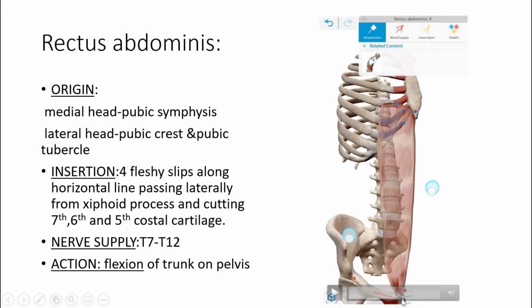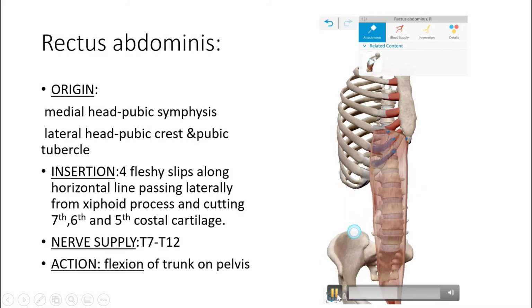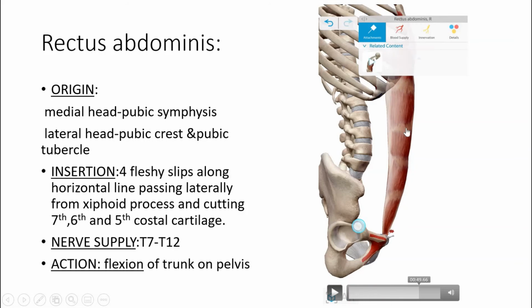You can see in this picture, it originates down from the pubic symphysis through the medial head and pubic tubercle and pubic crest by the lateral head. It gets inserted along a horizontal line which passes laterally from the xiphoid process to the lower 7th, 6th and 5th costal cartilage. So the muscle has 3 tendinous insertions. As you can see here, it has 3 tendinous insertions, sometimes 4.